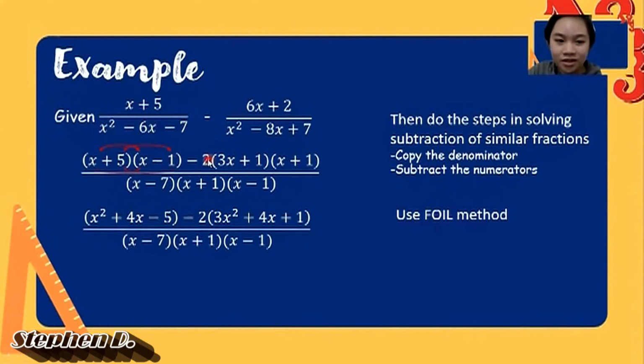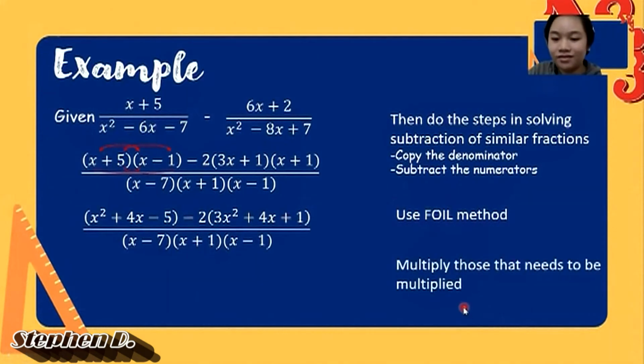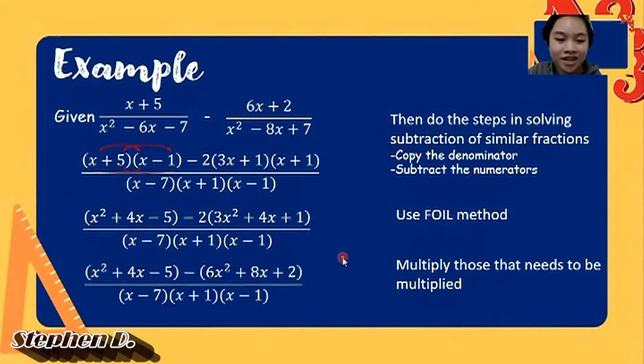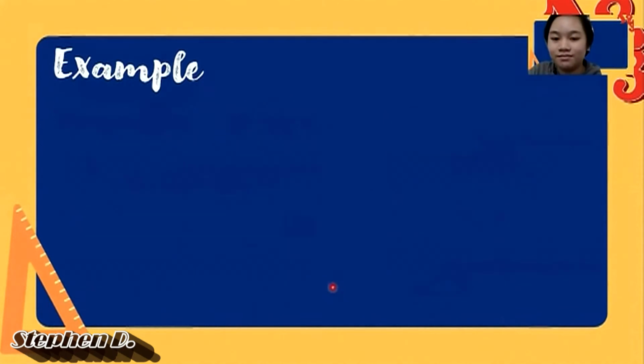We do the same thing on the other one, and we get 2 times the quantity of 3x squared plus 4x plus 1. Then we multiply those that need to be multiplied. Here in this equation, we have 2 times the quantity of 3x squared plus 4x plus 1. We can multiply that, and we get 6x squared plus 8x plus 2.